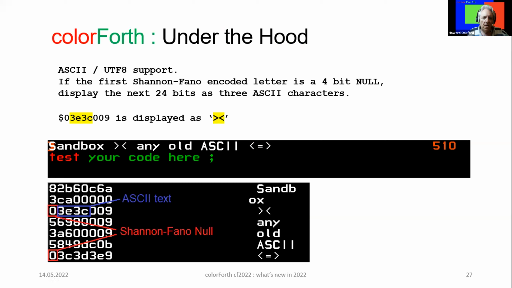So that's the ASCII text. So the first 4 bits of the Shannon-Fano encoded string is a null. So it says, okay, I'll treat that as ASCII. And for those that know ASCII by heart, 3E is a greater than sign, and so on.